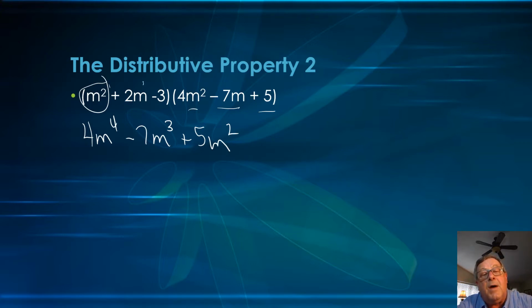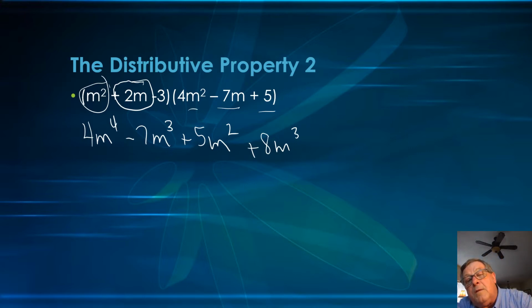Now I'm going to take the positive 2m and multiply it by all three terms. So 2m times 4m squared is 8m cubed. And then 2m times negative 7m is negative 14m squared. And then lastly, 2m times 5 is positive 10m.